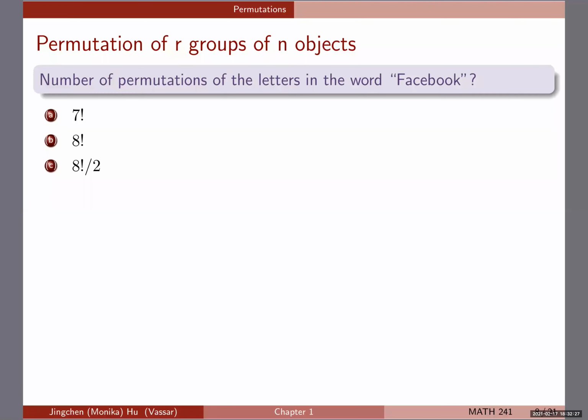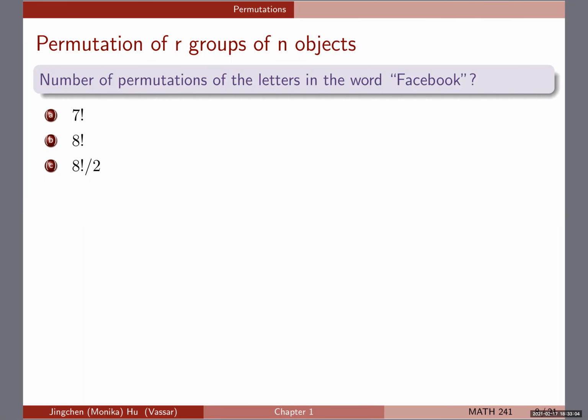However, sometimes you might have some objects that are the same, while others are still different from each other. So we're introducing the second permutation expression. An important scenario is permutation of r groups of n objects. The example that we're going to start with is the number of permutations of the letters in the word Facebook. If we follow what we did before, there are n factorial permutations if all of the objects are different.